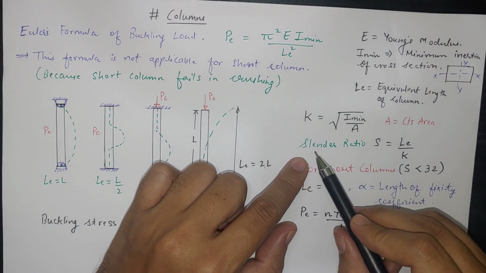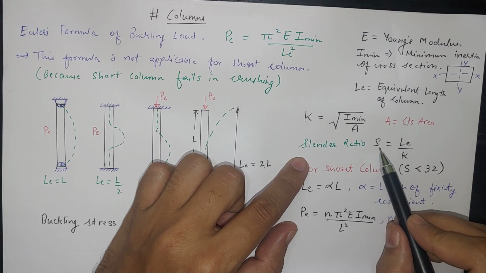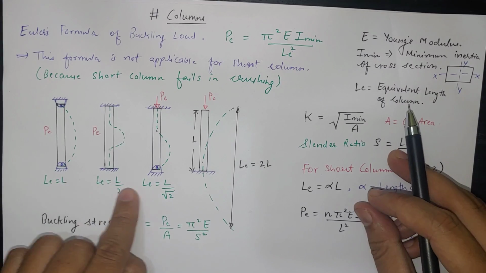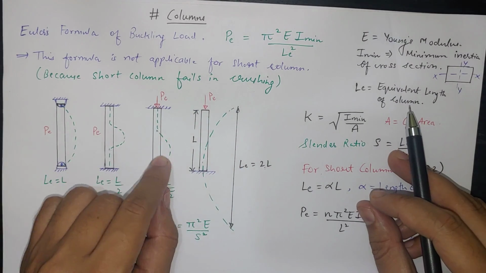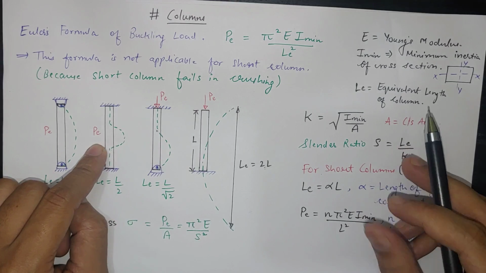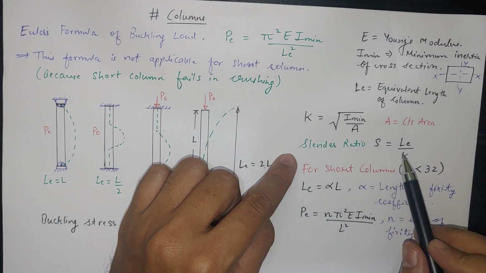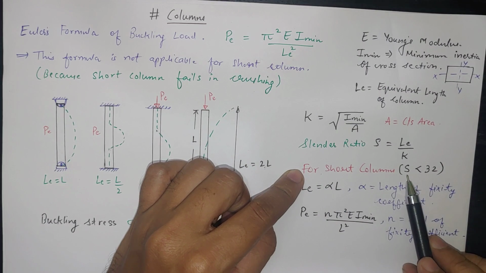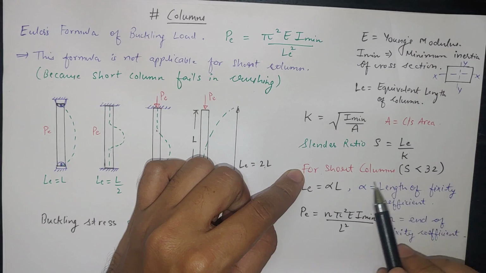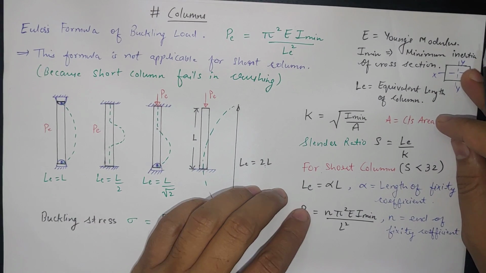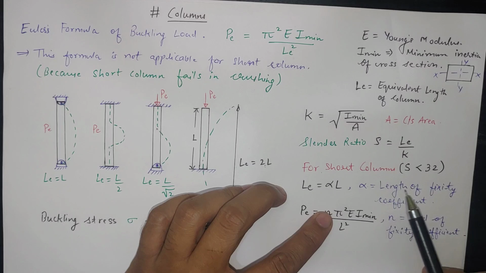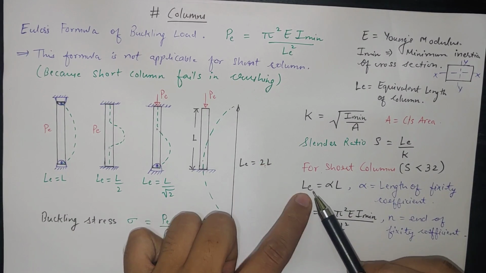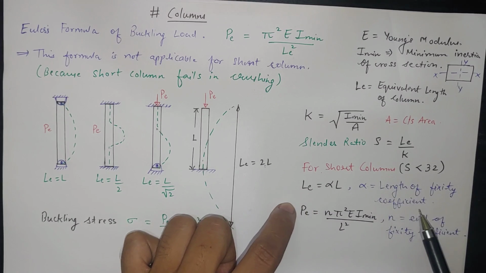Now the slenderness ratio is S equal to Le divided by K, where Le is the equivalent length, which I have shown here. These are all equivalent lengths formed by the arc shape, and K is the radius of gyration. For a short column, if the slenderness ratio is less than 32, we call it a short column, otherwise it is a long column. Here I have defined two terms. Alpha is the length of fixity coefficient, which is this constant here: 1 by 2, 1 by root 2, and 2. Le equals alpha times L.